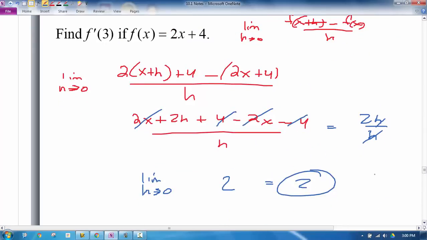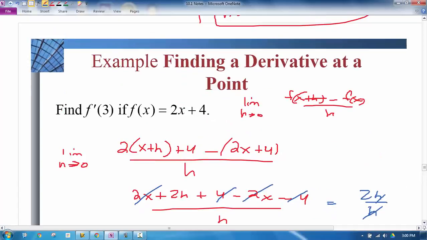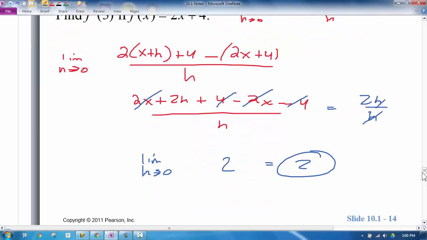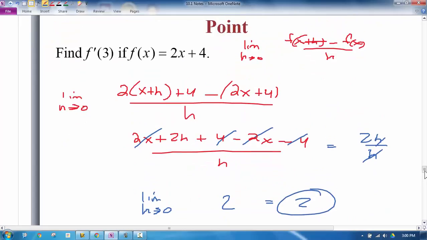So it doesn't matter what point I plug in. It doesn't matter that I plug in 3. The derivative of this thing, 2x plus 4, is 2. And it kind of makes sense because the derivative is the instantaneous rate of change, or the slope. So if you look at a graph of this, it has a y-intercept of 4, and it's got a slope of 2. It's got a constant slope. So at 3, for example, 1, 2, 3, it's still going to have a tangent line, or it's still going to have a slope of 2.